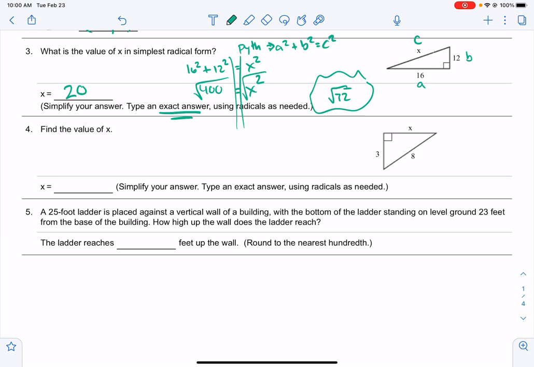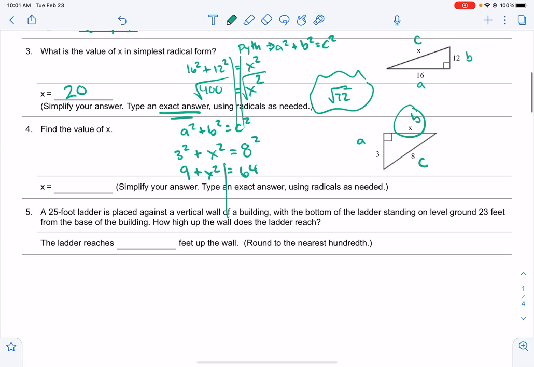So find the value of x. Again, I'm going to use the Pythagorean because I have 2 of my sides and I'm looking for the third side. So in this case, my c is going to be 8. The a and the b, again, it doesn't matter which one is which, but I'm still going to use a squared plus b squared equals c squared. So when I plug these in, a is 3, so 3 squared plus, this time I don't know what my b is. That's my x. So 3 squared plus x squared is equal to c squared, which is 8 squared. So that means that 9 plus x squared equals 64.